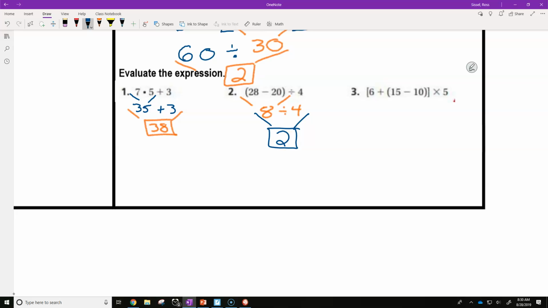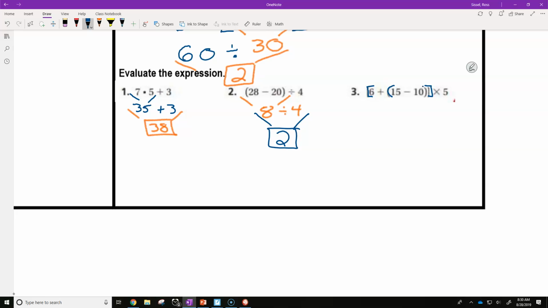Ooh, hard one. Number 3, bracket 6 plus parentheses 15 minus 10 parentheses bracket times 5. Braden, do you think you can do it? Yeah. Alright, what do you think we should do first? 15 minus 10. Good. I see my brackets.